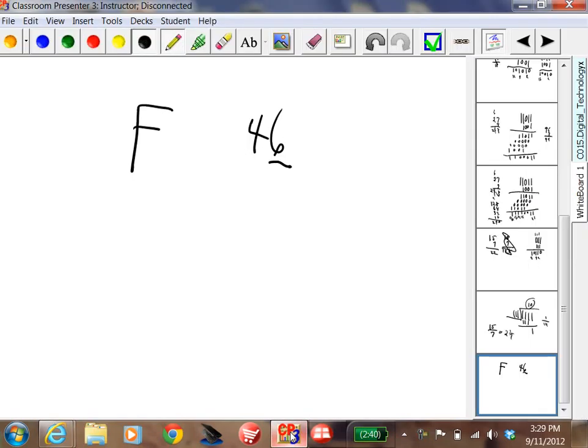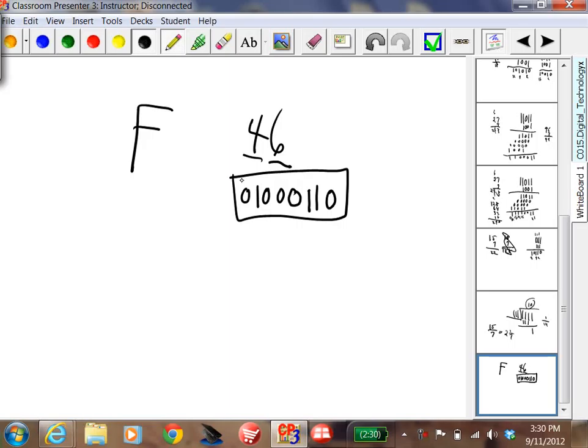So a 6 is 0, 1, 1, 0. And a 4 is 0, 1, 0, 0. So when we say the F is stored internally as a 4, 6, that's how it's stored, actually. Yes, you do the 6 and the 4 separately. You can do that. The hexadecimal to binary conversion is easy. You can do each one of them individually. You can't do that in decimal.